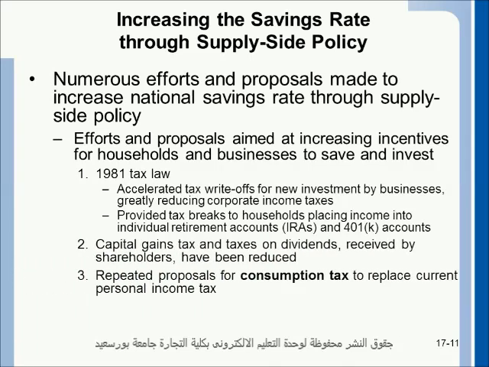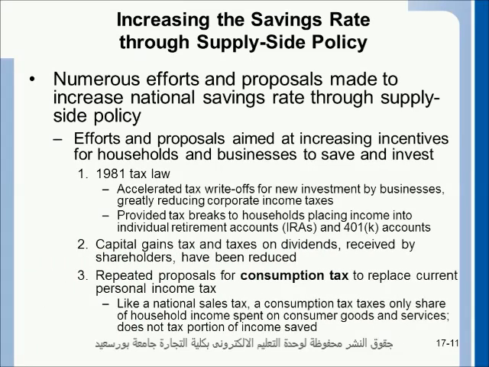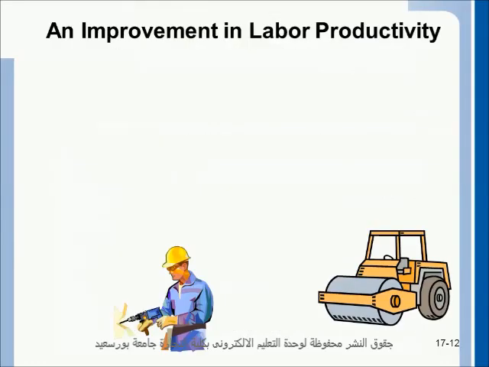And this gives examples of laws in America, like the 1981 tax law, which accelerated tax write-offs and encouraged new investment by business, a cut in the capital gains tax, and repeated proposals for a consumption tax. And this increases public saving.